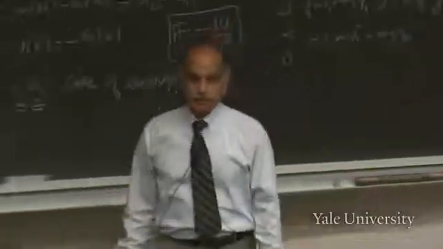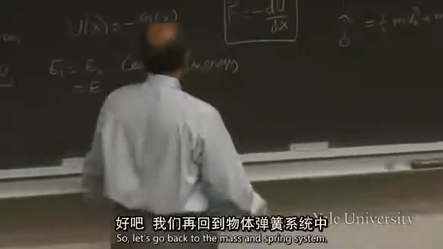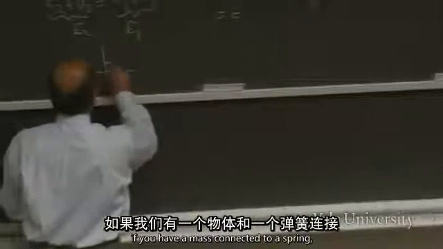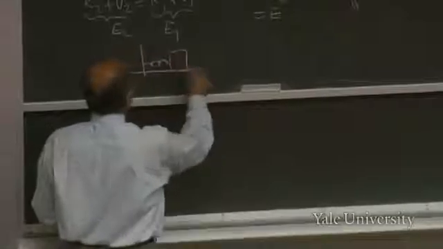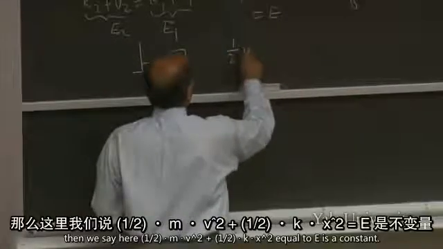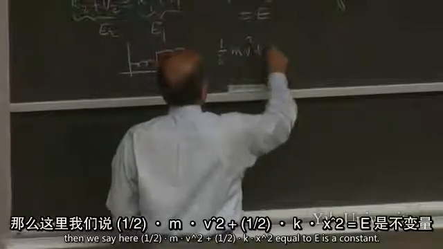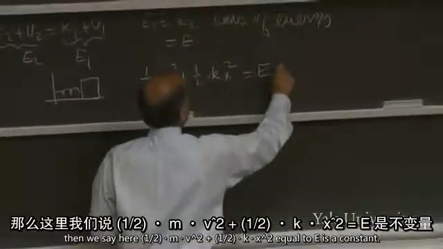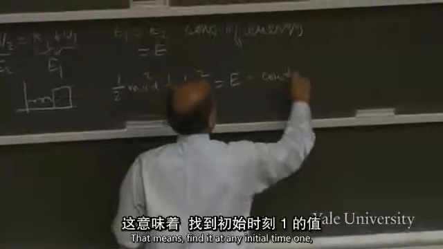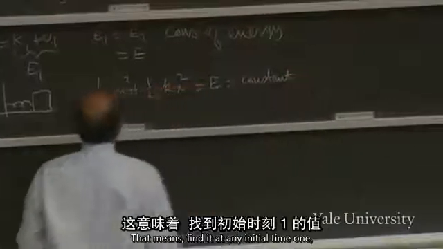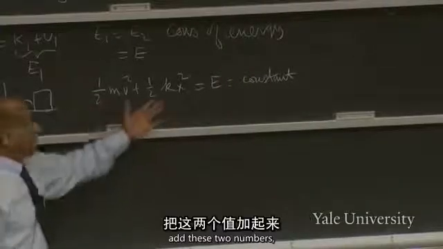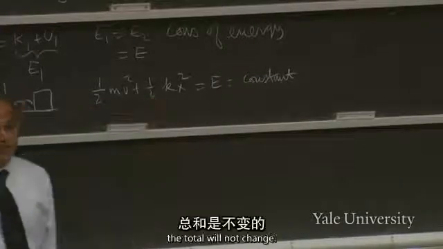So let's go back to the mass and spring system. In the case of a mass connected to a spring, we say 1/2 mv squared plus 1/2 kx squared equal to E is a constant. That means find it at any initial time 1, find it at any final time 2, add these two numbers, and the total will not change.